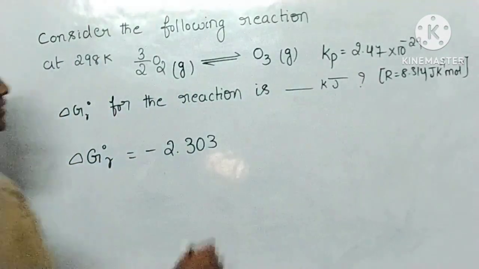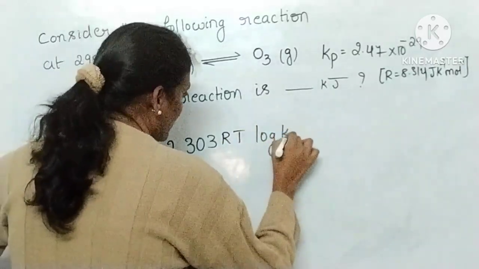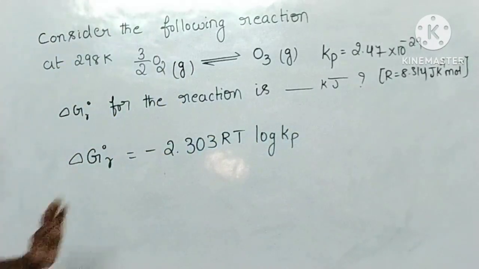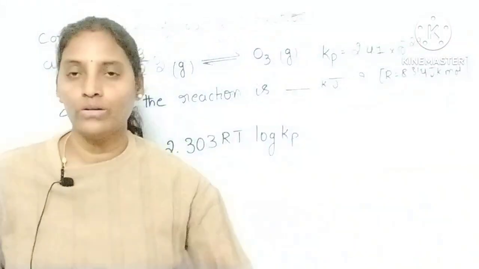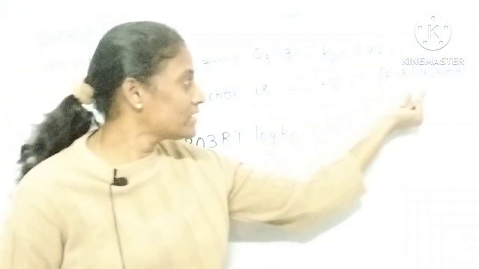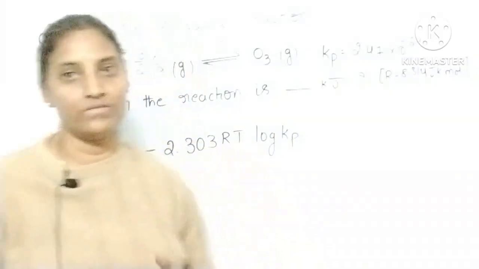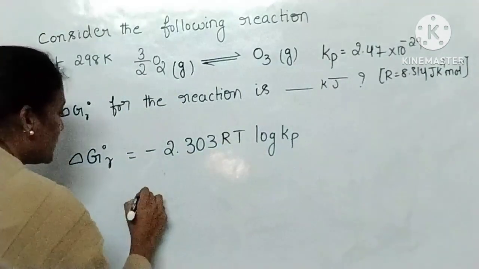So you can write delta G naught of the reaction equal to minus 2.303 RT log Kp. Then you can substitute all the values you have. Only one thing here, you need to multiply this value with 10 power minus 3. That means you need to convert to kilojoules.